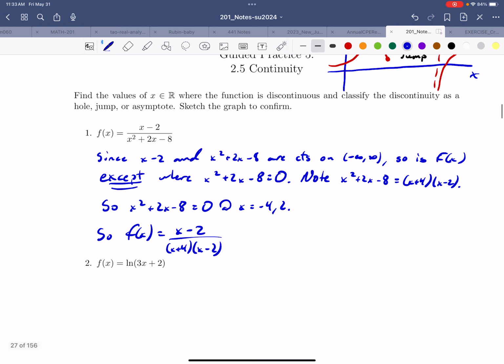Right, so maybe we could say, okay, f is discontinuous, or maybe I'll just say not continuous, right? Whatever, not continuous at x equals negative 4 and x equals 2. Right, now we can classify the discontinuities when we sketch the graph. Let's sketch the graph right now.